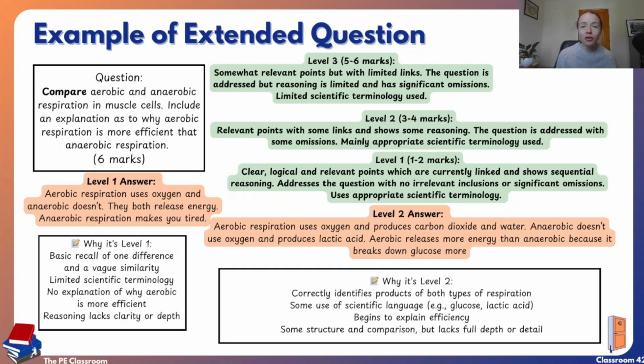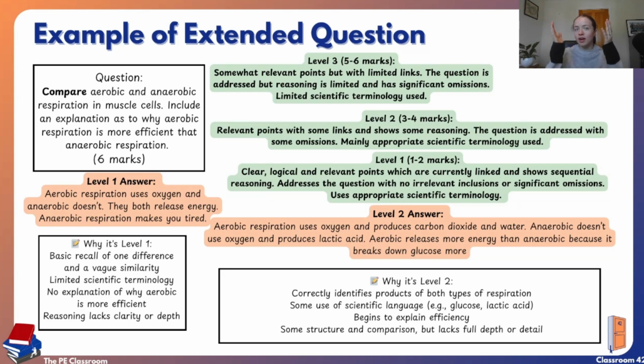So here we have another example, and for this one we're going to go through the different levels and also give you some example answers as well. So compare aerobic and anaerobic respiration in muscle cells. And here you need to include an explanation as to why aerobic respiration is more efficient than anaerobic respiration as well. So a level 3 answer gives some clear and logical relevant points which are correctly linked, and so some sequential reasoning. And it also addresses the question with no irrelevant inclusions or significant omissions and uses the appropriate scientific terminology as well.